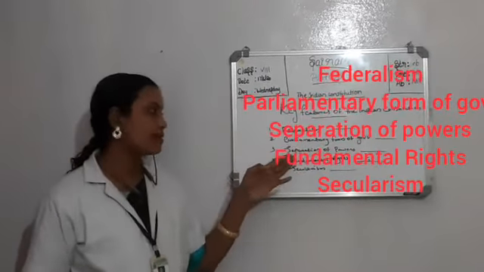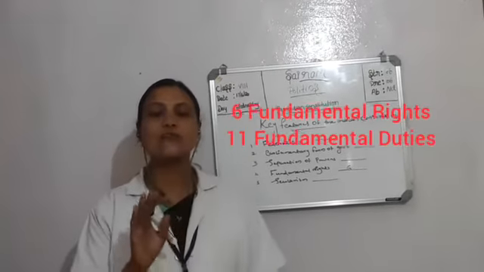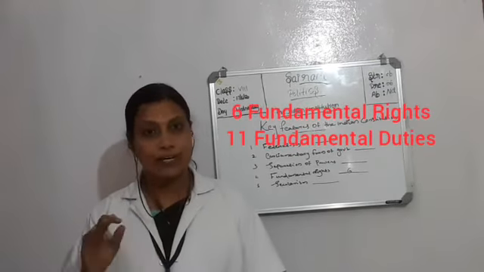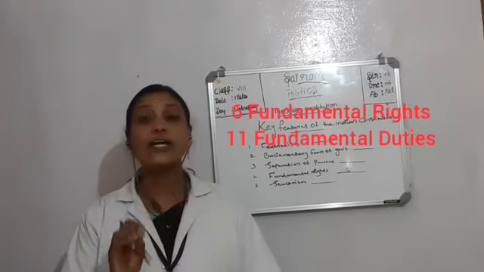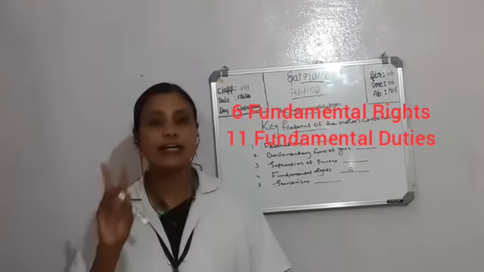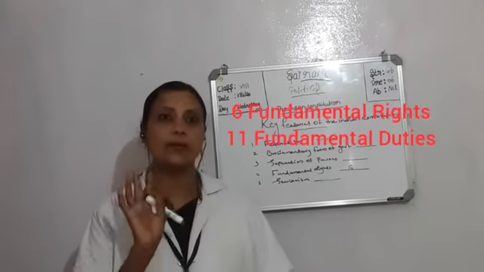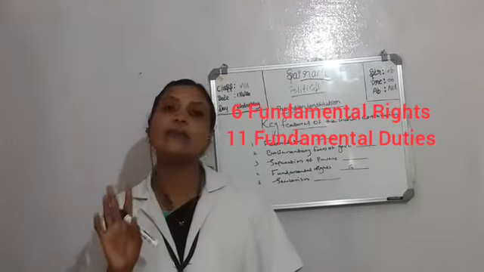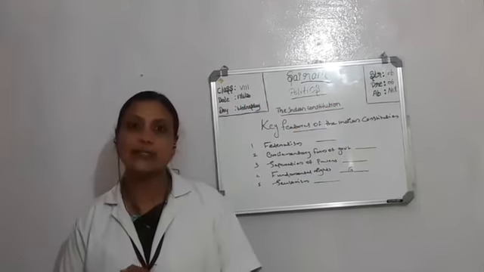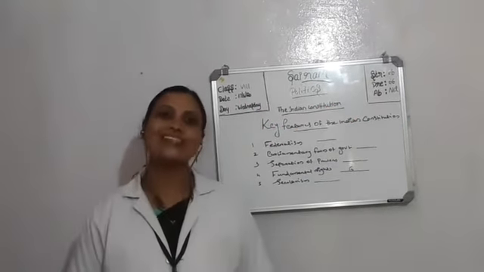Children, the Constitution of India provided 6 fundamental rights to the people of India. Fundamental rights are fundamental to human beings. Then the Constitution of India mentioned fundamental duties of the people of India. There are 11 fundamental duties. We can study the fundamental duties by the pictures.